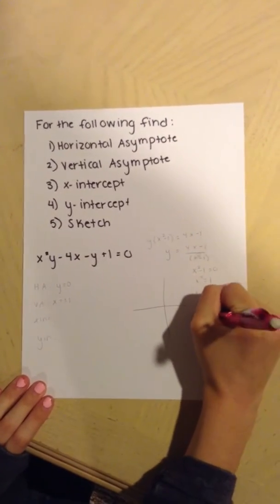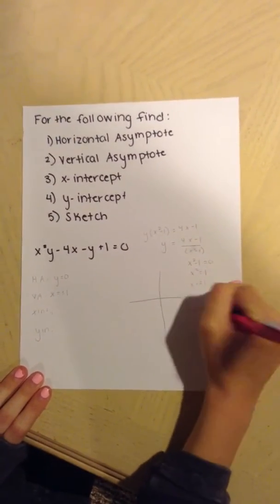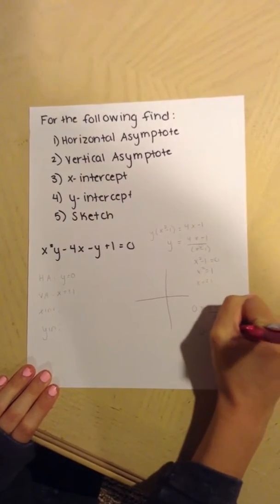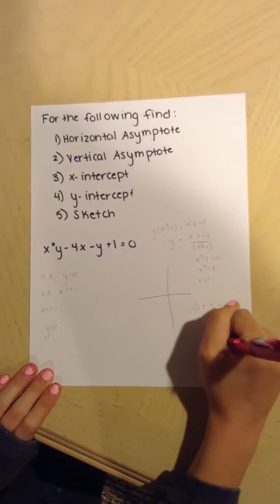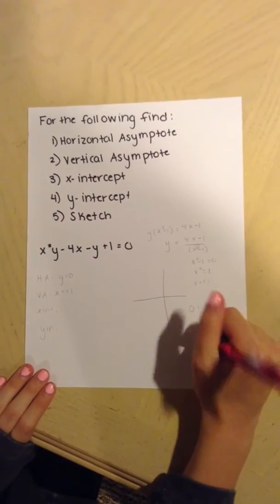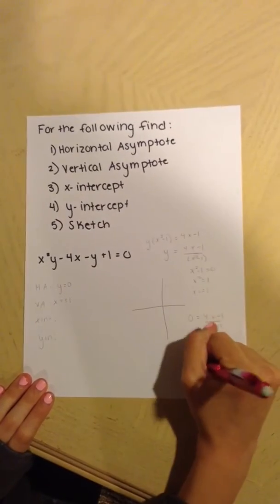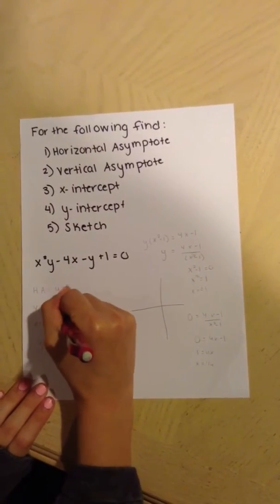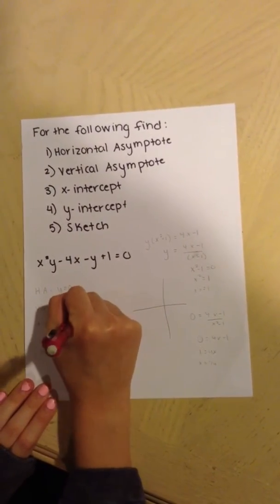Now your y-intercept, x-intercept, make y 0. So 0 equals 4x minus 1 over x squared minus 1. So you get 0 equals 4x minus 1. Add the 1. You get 1 equals 4x. X equals 1 over 4. So your x-intercept is at x equals 1 over 4.